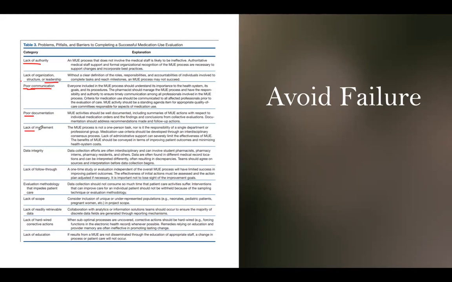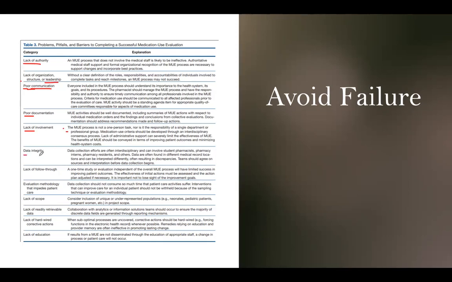Lack of involvement. Remember, I'm just going to read this straight. The MUE process is not a one-person task, nor is it the responsibility of a single department or professional group. We're all in this together. And those medication use criteria, or what we come up with, is going to get sent to the appropriate committees for approval or disapproval. And if they say no, you can't go rogue and say, well, I'm going to do it anyway. Okay, so you have to have involvement.